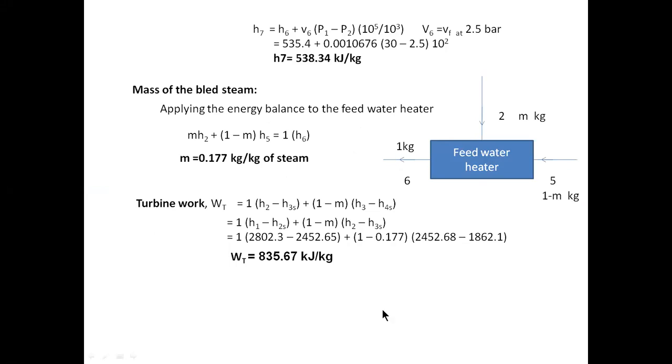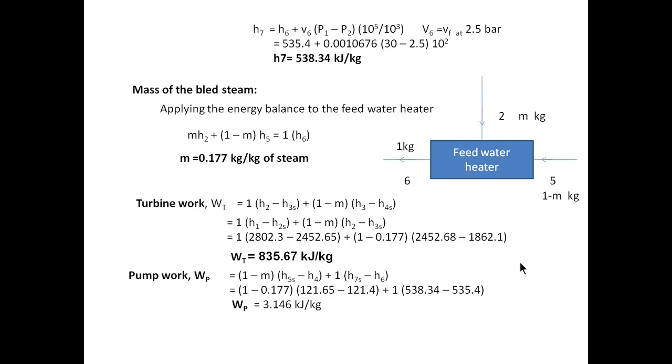Next, I need to find the pump work. I have told you there are two pump works. One pump is required to pump from condenser pressure to feed water heater pressure. Another pump is required to pump from feed water heater pressure to boiler pressure. So we are having pump work as 1 minus m. The first pump work is from 4 to 5, so the difference in enthalpy is H5 minus H4.